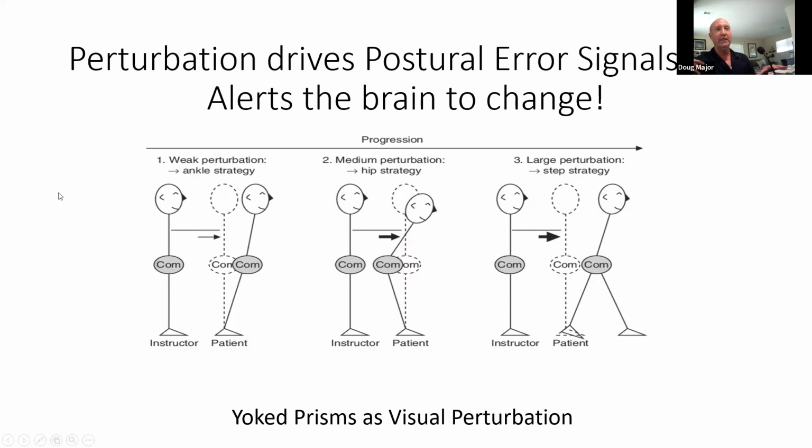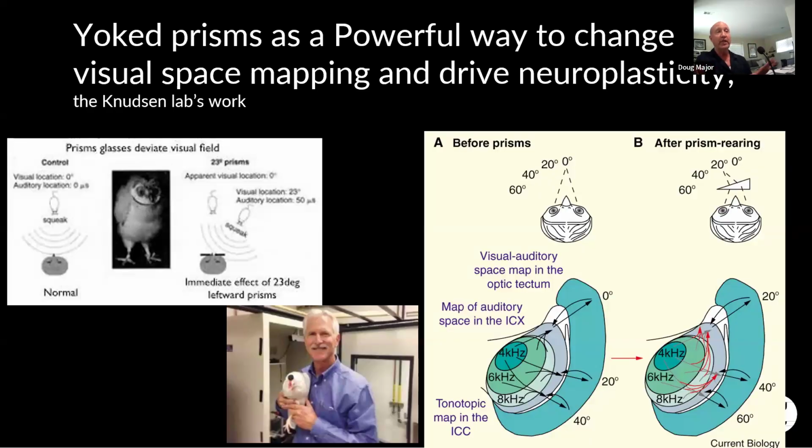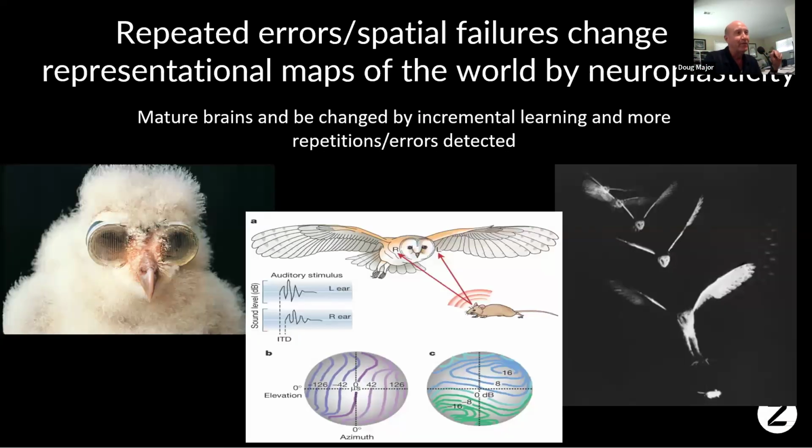And what is a way we can drive that system even further? Perturbation can drive the postural error signals that alert the brain that it needs to change. I would suggest that yoke prisms are a visual perturbation system. That's why it works so well. Yoke prisms are a powerful way to change the visual space and mapping as driven by neuroplasticity. And again, some of the key studies with owls, with the Knudsen lab, were with yoke prisms with owls, and the repeated errors, the spatial system changed their representative maps and caused the neuroplasticity.